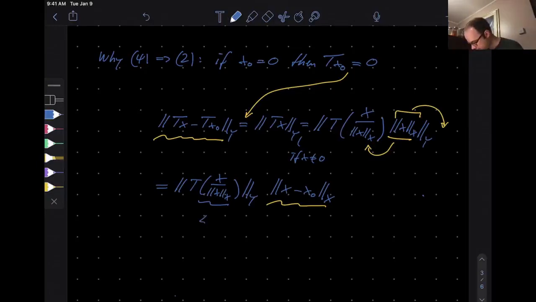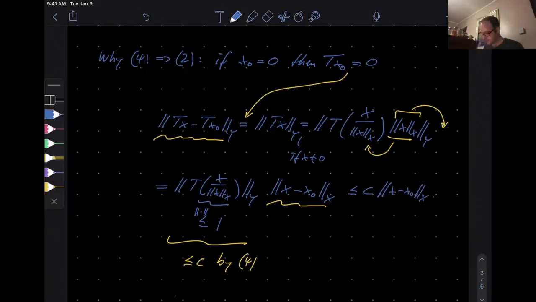Inside there is a vector which in norm is what? Less than or equal to 1. It's actually precisely 1, but okay, it's less than or equal to 1. That means this is a vector in the closed unit ball. And remember, I'm going right now from 4 to 2, so I have boundedness on the closed unit ball. So this here is less than or equal to c by 4, by assumption. So you get the whole thing less than or equal to c times the norm of x minus x naught in x space.